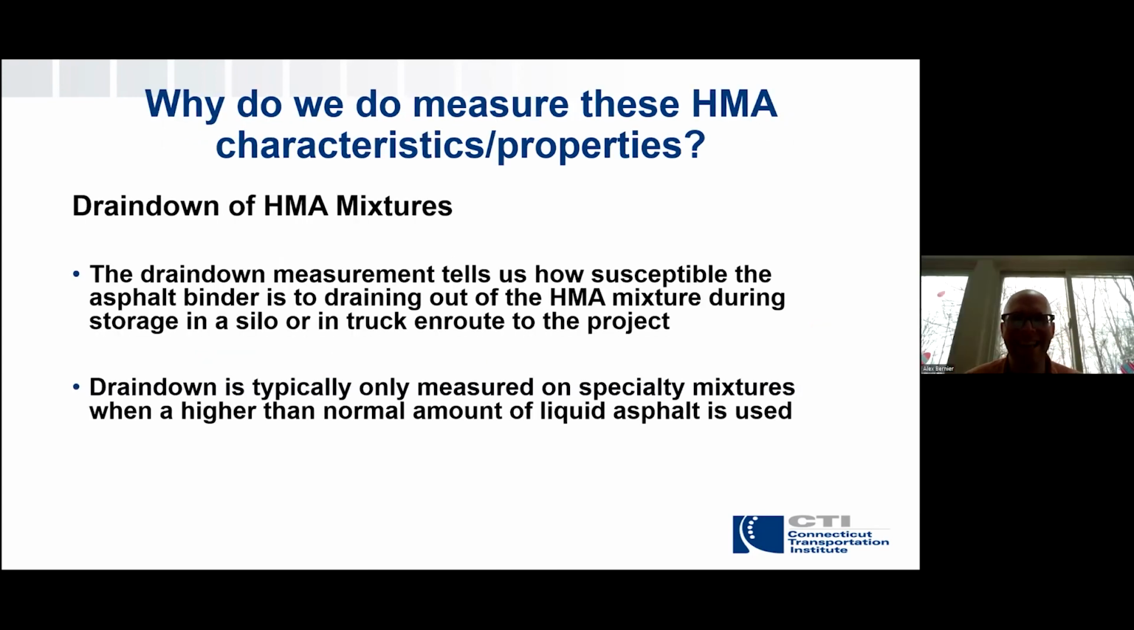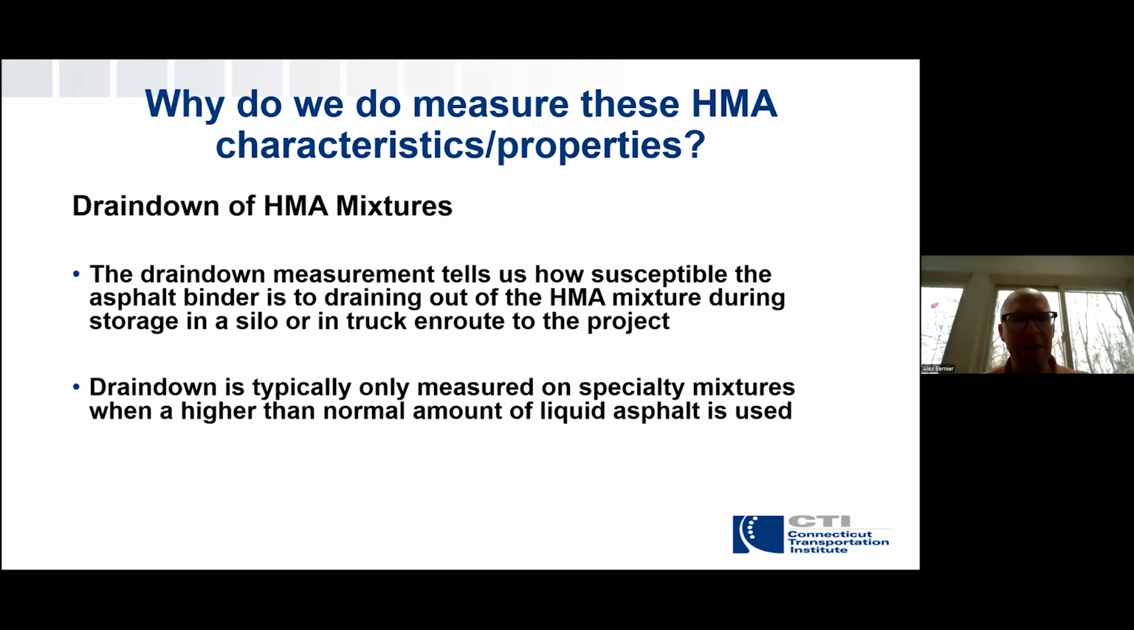Okay. All right. So another one of the characteristics we're going to be testing during a design, as well as periodically during production of certain pavements, especially specialty pavements, which I'll touch on later on, is drain down. And this is literally when there's so much asphalt or it's an asphalt-rich design that we're concerned that it's going to run off of the particles, like if you put too much paint on something and it runs. So, like I mentioned, it's typically only measured on specialty mixes.